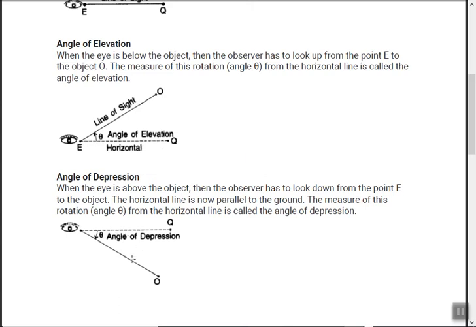Similarly, the reverse is depression. When the eye is above the object, meaning the object is below, the observer has to look down from point E to the object. The horizontal line is parallel to the ground. That is always parallel; in elevation also it was parallel. The measure of this rotation from the horizontal line is known as the angle of depression. This angle is known as the angle of depression.